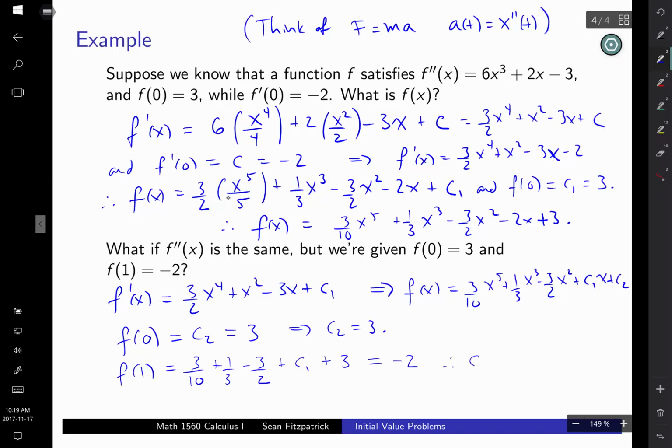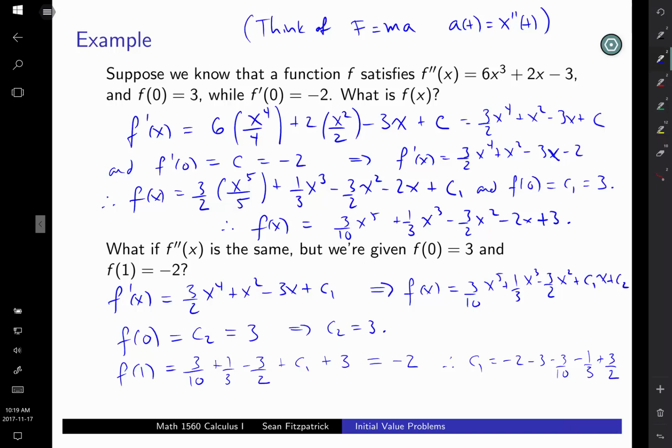Okay, so what's C1? Well, it's going to be minus 2 minus 3 minus 3 over 10 minus 1 over 3 plus 3 over 2. Bring all those constants over to the other side. And I guess if I wanted to, I could work out what this is. Let's leave it at that. Common denominator would be 30, so I'd have to get everything over my common denominator, clean it all up. I could write that as a single fraction, but that's probably not a good use of our time. Let's leave it at that.